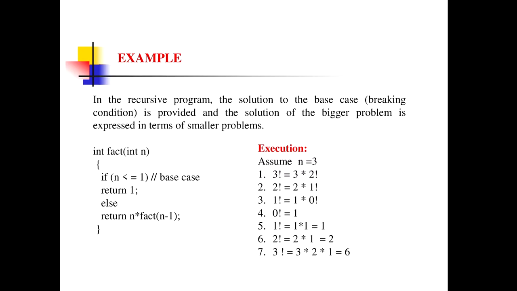Similarly, your control goes back to fact with the new value n equal to 2. Once again, the first condition is false, so it directly jumps to the else part. And now at the second point, 2 into 2 minus 1, that is 1 factorial. So at the second point we get 2 factorial equal to 2 into 1 factorial. Similarly, in the third step, we get 1 factorial equal to 1 into 0 factorial. And at the fourth call, we get 0 factorial equal to 1.